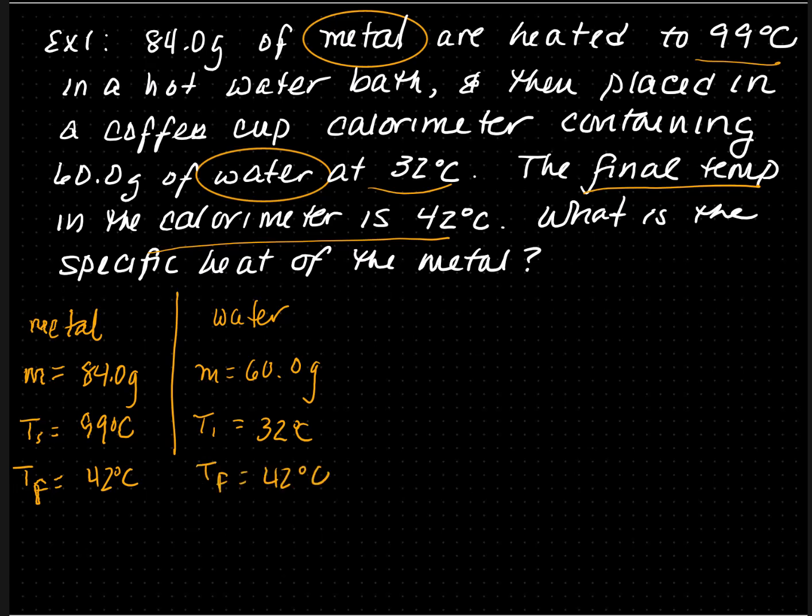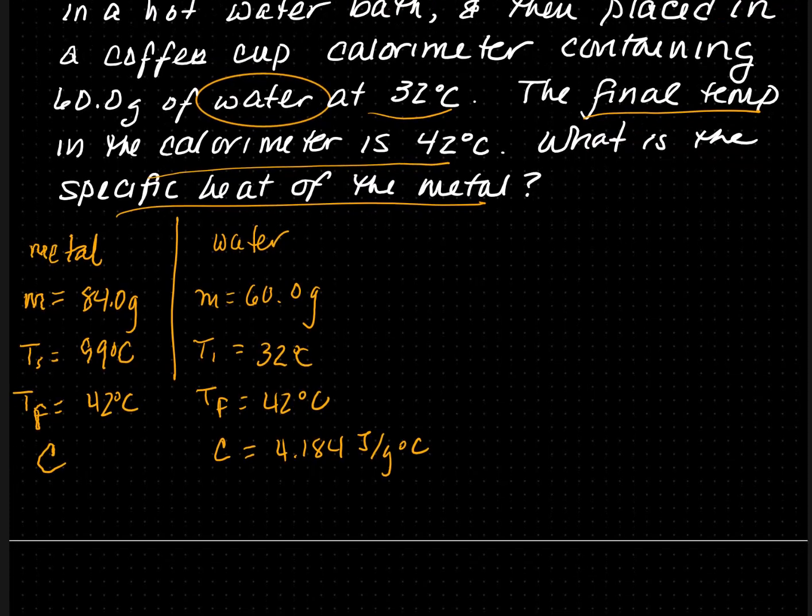What is the constant for the metal? So we're looking for the metal. And since water is between 32 and 42 degrees, we know this is liquid state. So C for water is going to be 4.184 joules per gram degrees Celsius. Since we have two substances, we know that the equation is going to be Q hot equals Q cold.